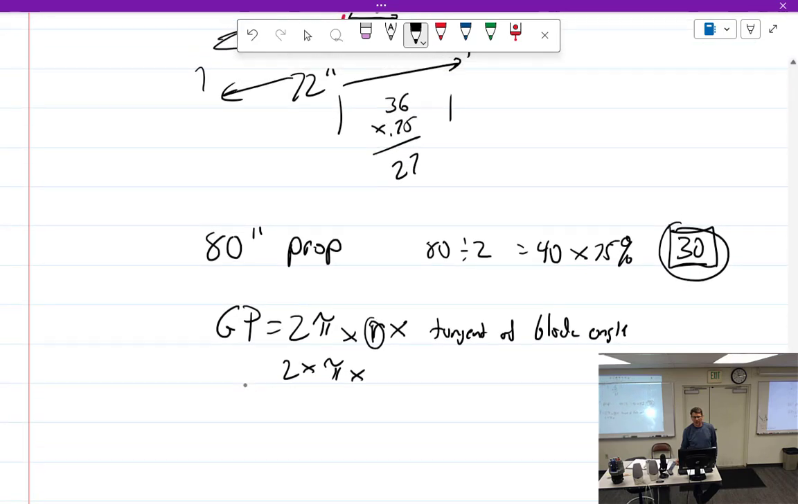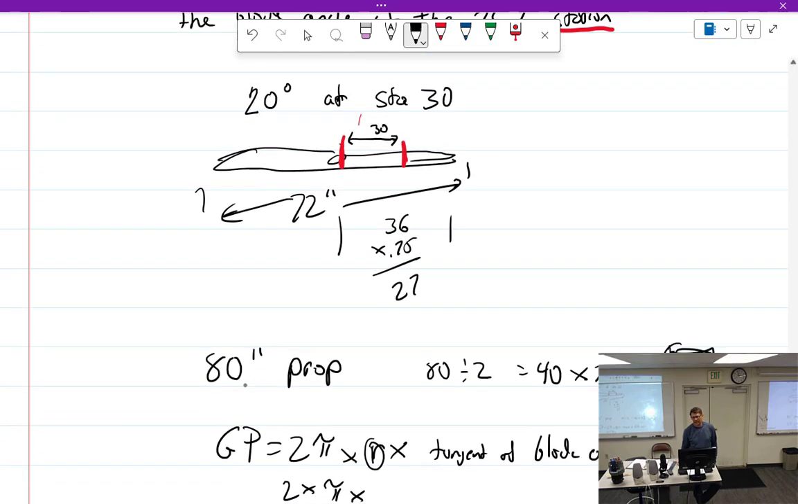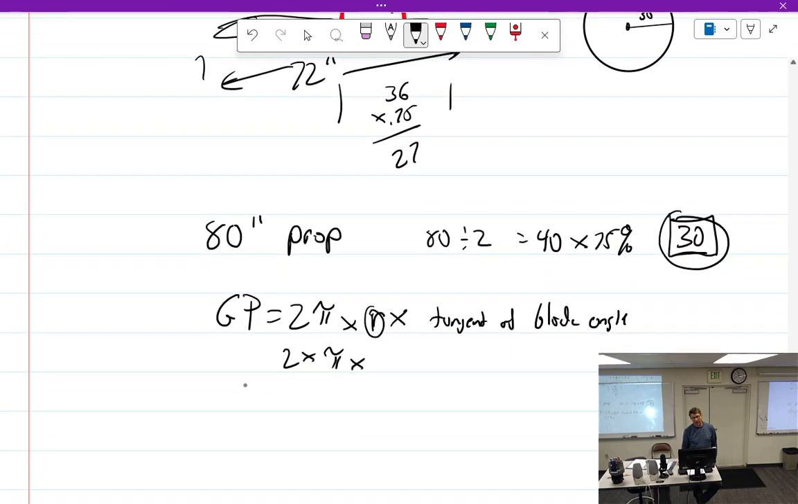Well, let's think about the radius. There's a circle. Is this the radius? Yes. And what's my radius? 75%. How many inches was that? 30. 30 inches. That's what it was: 80-inch prop, 80 divided by 2 is 40, times 75% equals 30. 30 becomes the radius we're discussing.